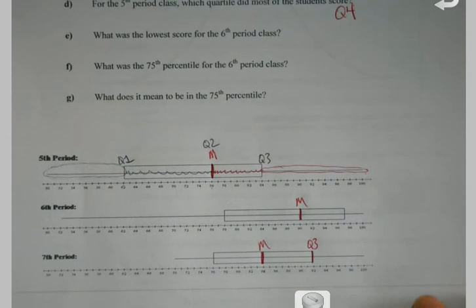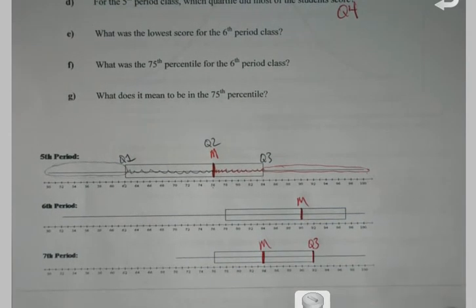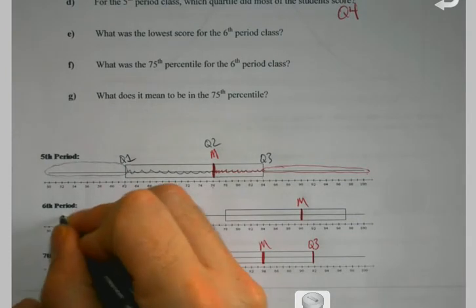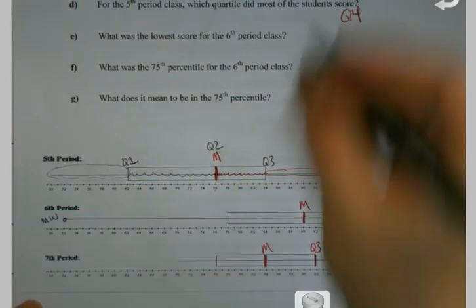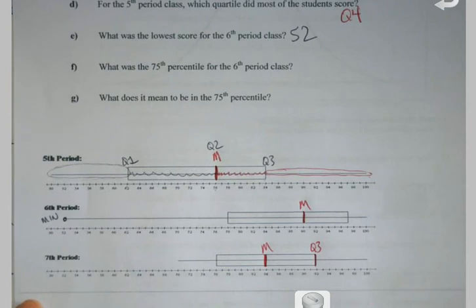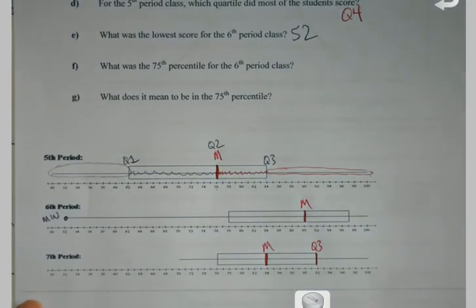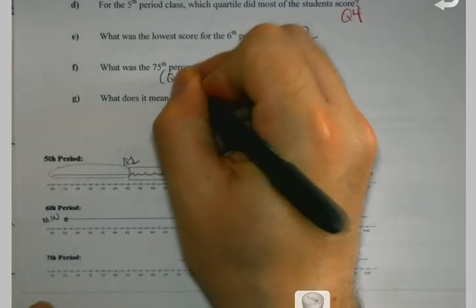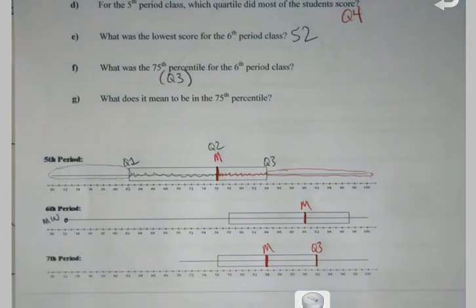What was our lowest score for 6th hour? 52. Because there's my min. So I can grab that out of there. What was the 75th percentile for the 6th period class? What's my Q3?